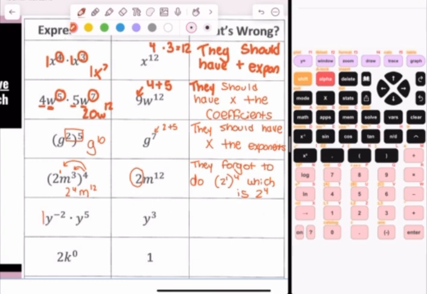We keep the coefficients the same. 1 times 1 is 1. That's good. Then we don't keep the coefficients the same. We multiply the coefficients. 1 times 1 does equal 1. Then we keep the variable the same, and then we add the exponents. Negative 2 plus 5 does equal 3. So they actually did this one correct.